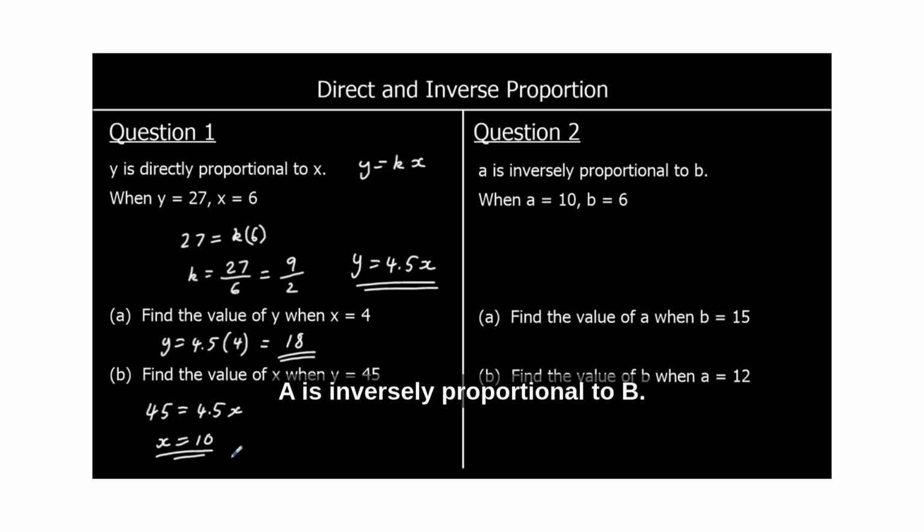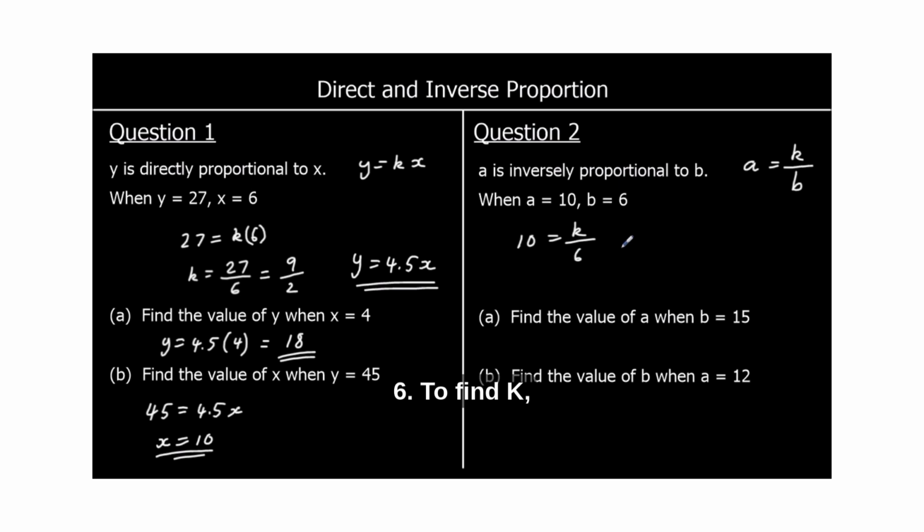Question 2. A is inversely proportional to B. So that's the relationship A equals K over B. When A is 10, B is 6. So 10 equals K over 6. To find K, multiply both sides by 6. So K is 60. So the relationship is A equals 60 over B.